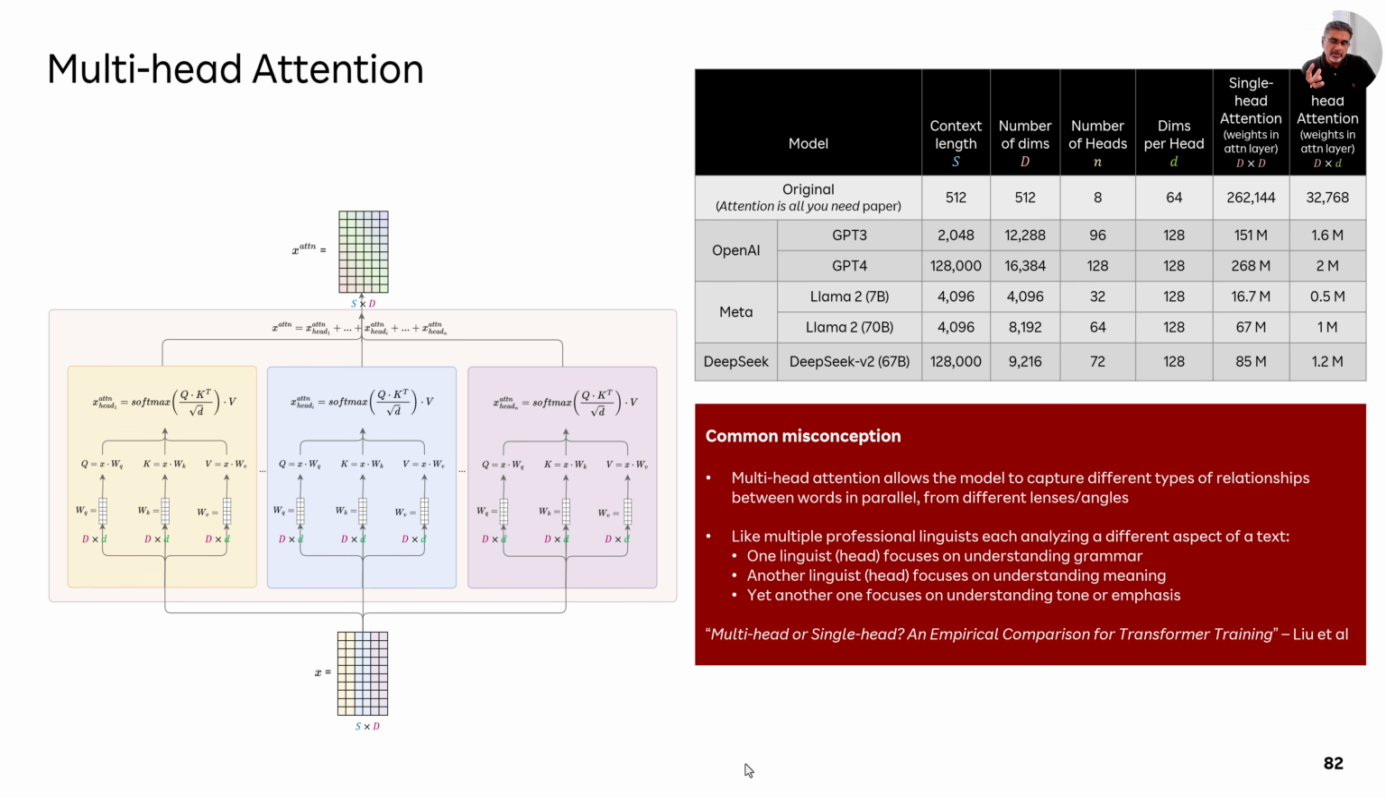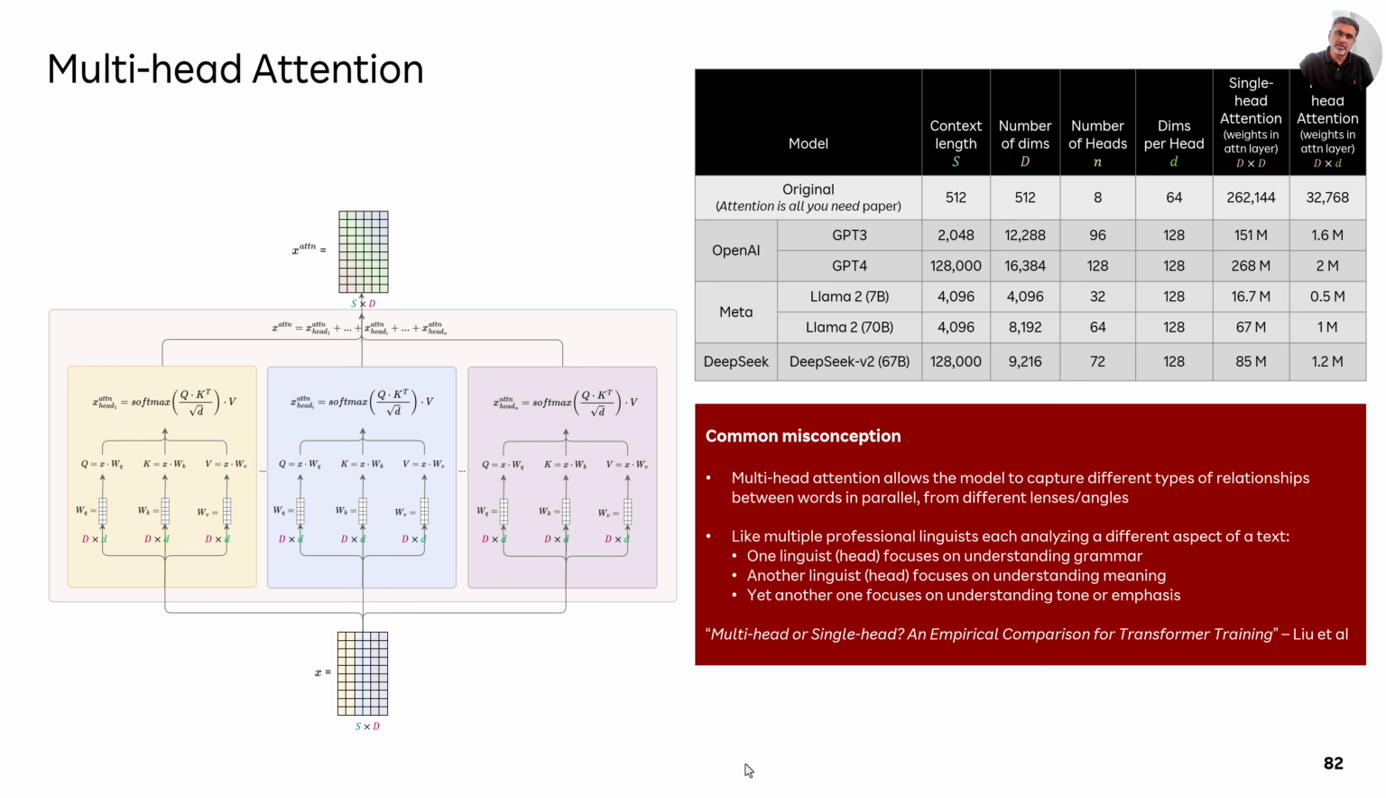And as a result, they'll be able to see things better. Somehow that doesn't make sense. This is also demonstrated in another paper called Multi-Head or Single Head, an empirical comparison for transformer training by Liu. That kind of nuanced understanding of the language happens in other parts of the transformer.